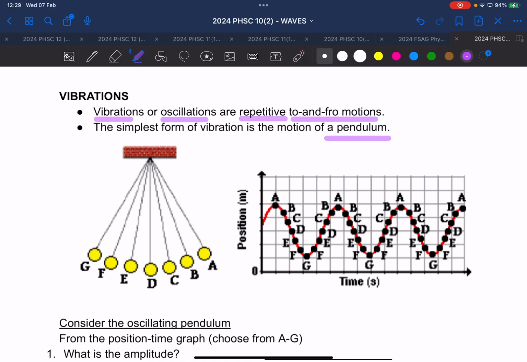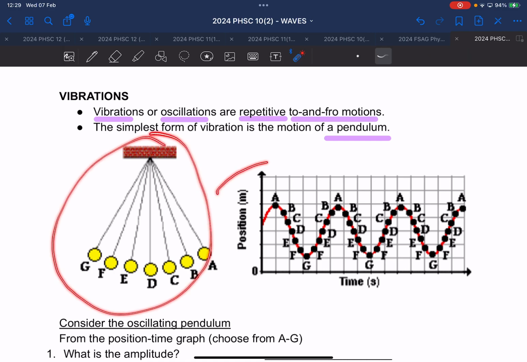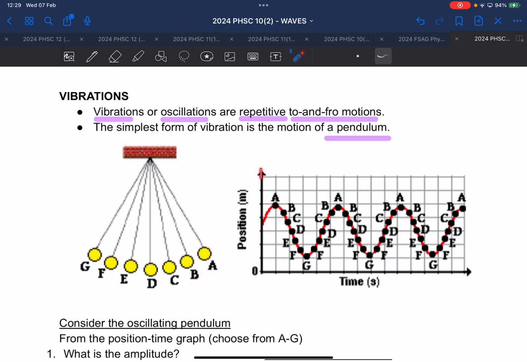Now from that type of motion, they drew a graph. You can see it's a position time graph. If we look at A, the position of A is at the top, the highest point. At the highest point, that we call the crest. Do you remember that? And then it goes down, down, down until it gets to D. And then from D, it goes up until G again. But then it goes in the negative direction. So this is considered the positive direction. This is considered the negative direction. Back and forth, back and forth.